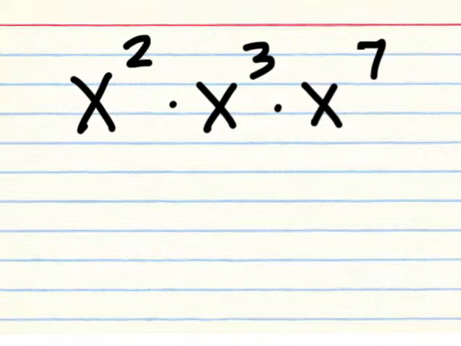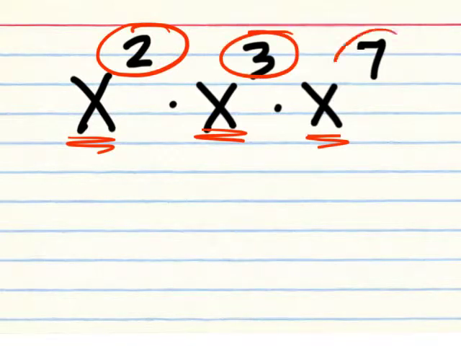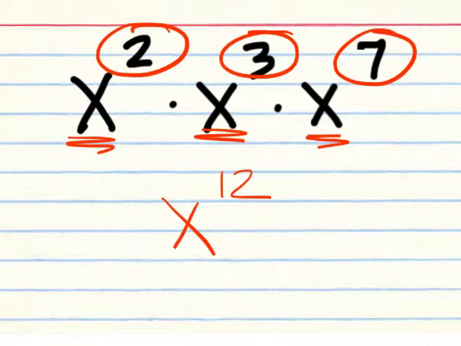x to the second times x to the third times x to the seventh. The variable is the same all the way through. 2 plus 3 is 5, plus 7 is 12. Answer should be x to the 12th.